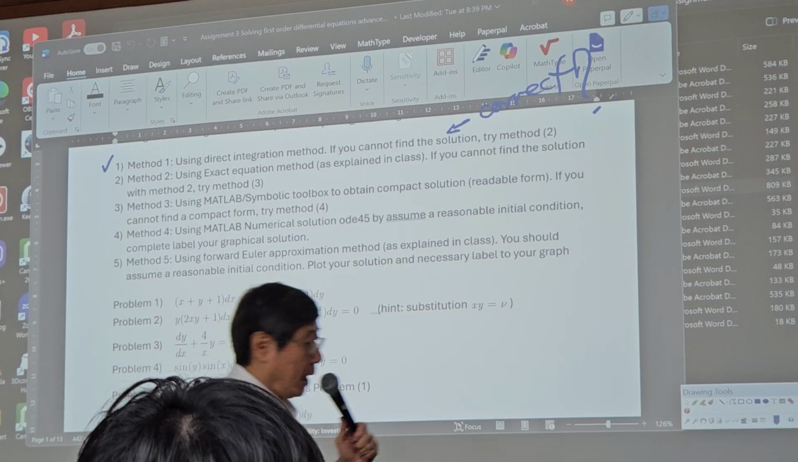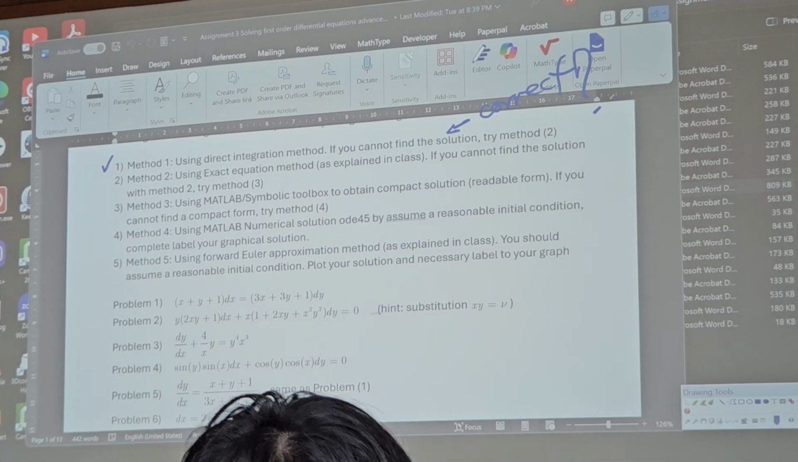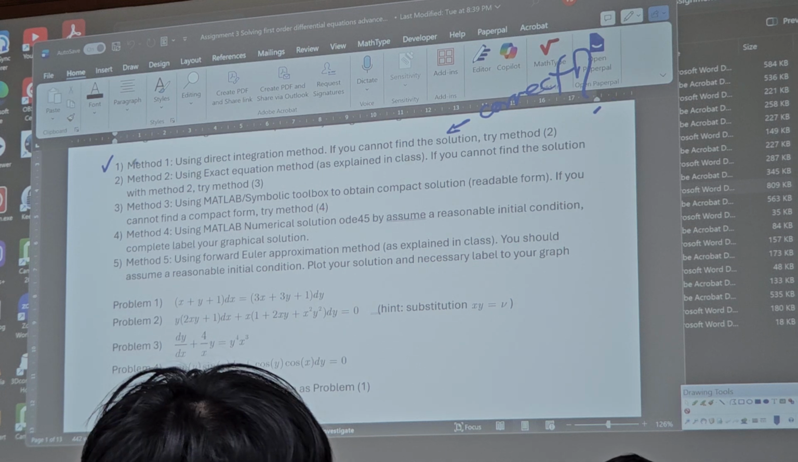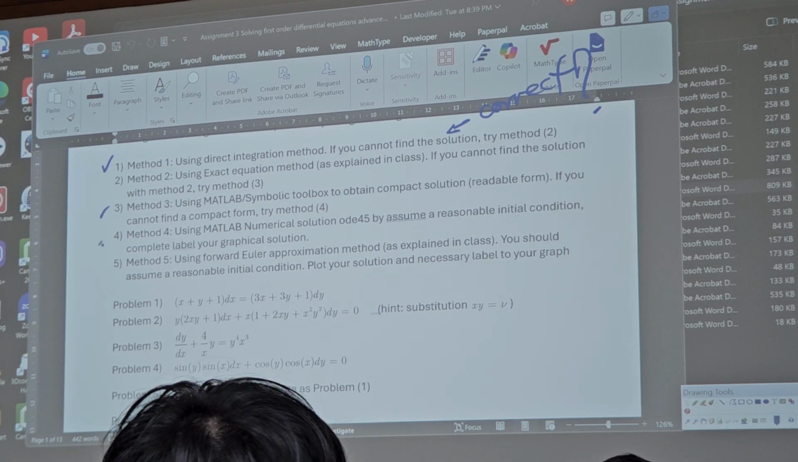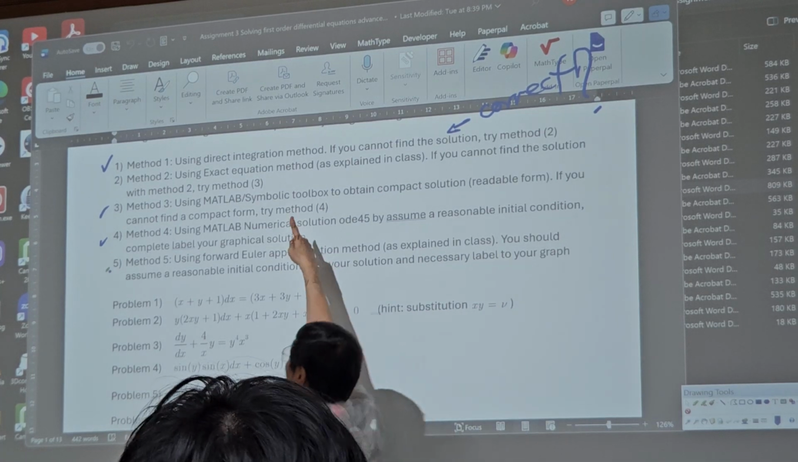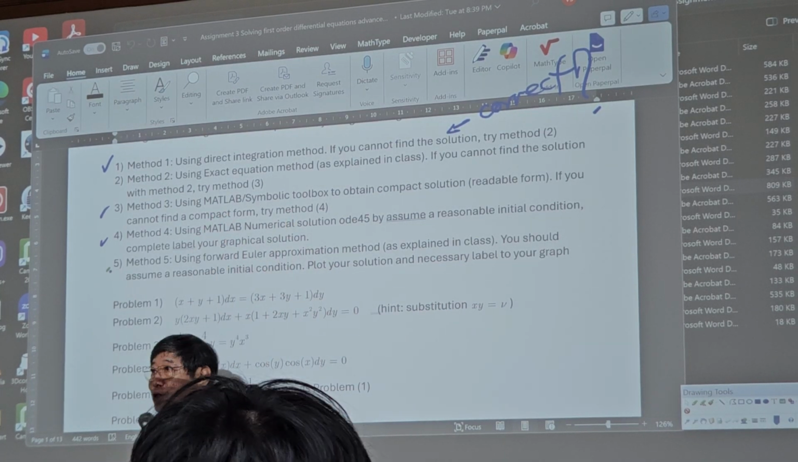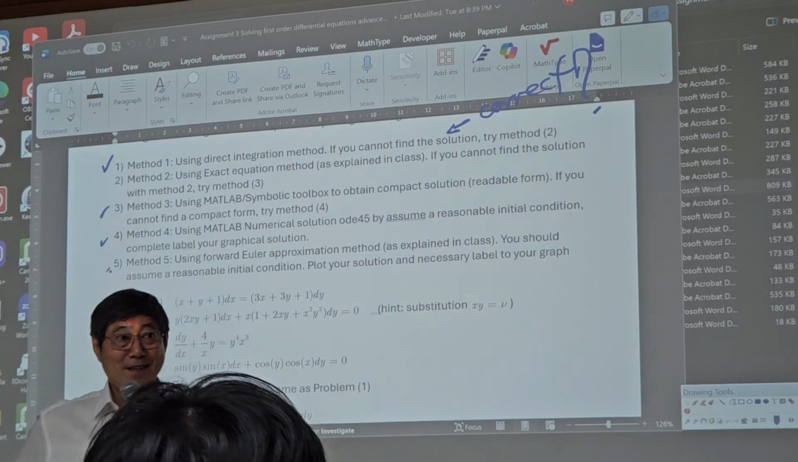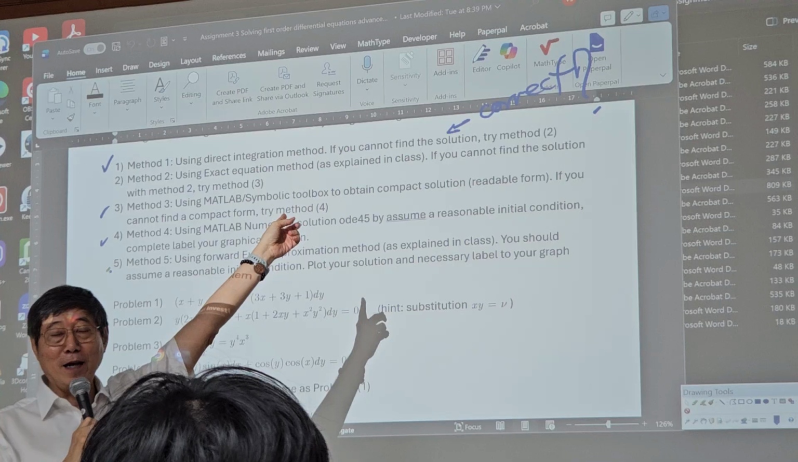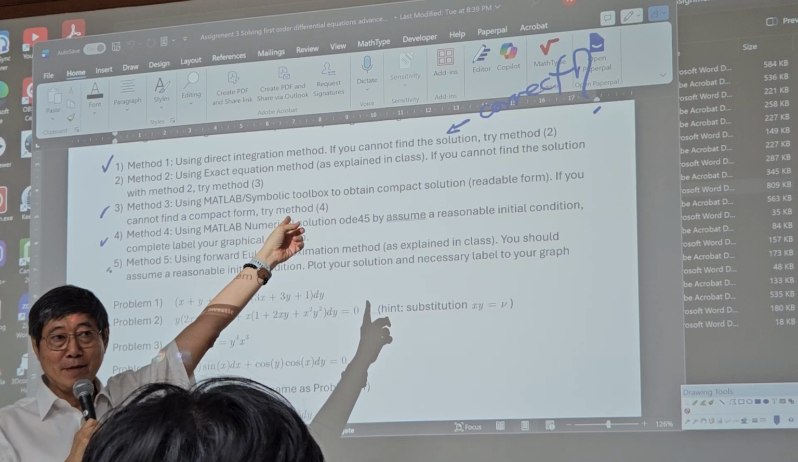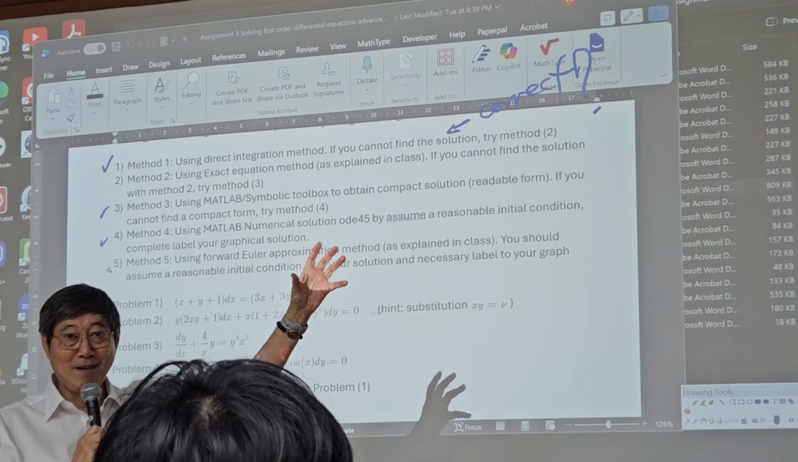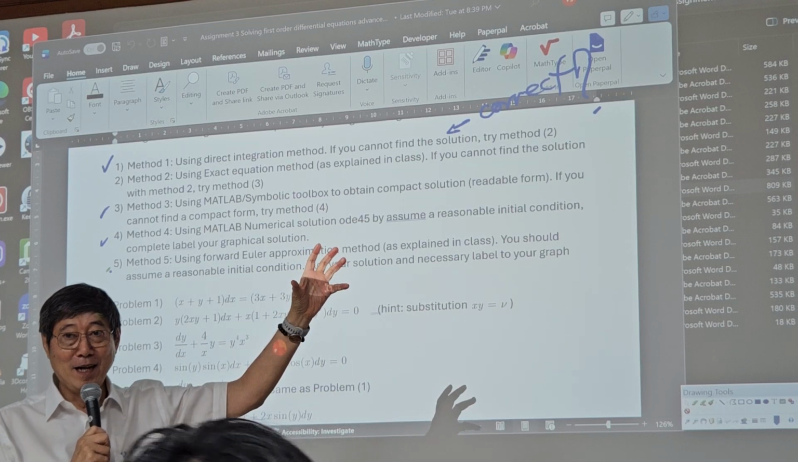Okay, so in that case, it means that you have to solve this one with some of this, so that you can check, right? So if you do the first one, at least you have to do numerical as well to see, right?